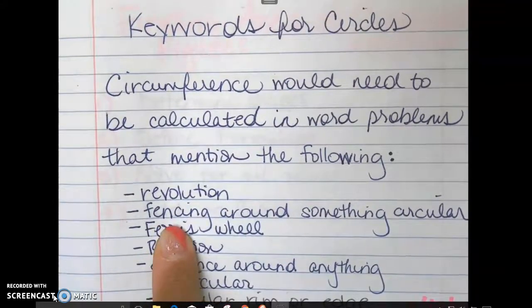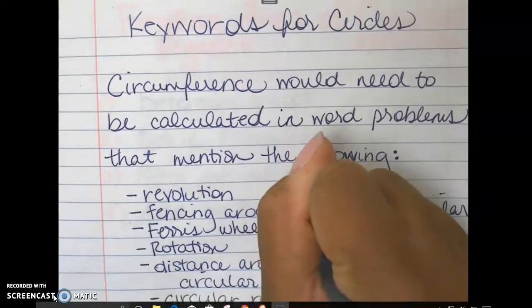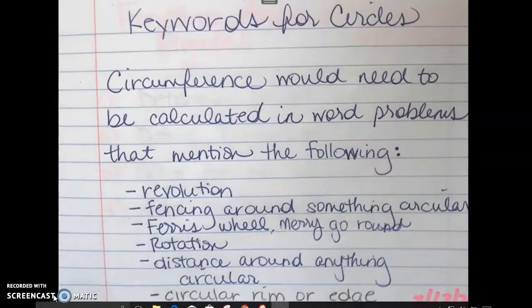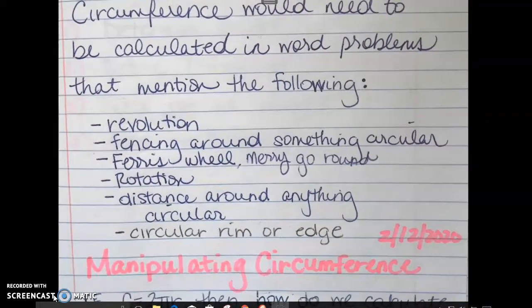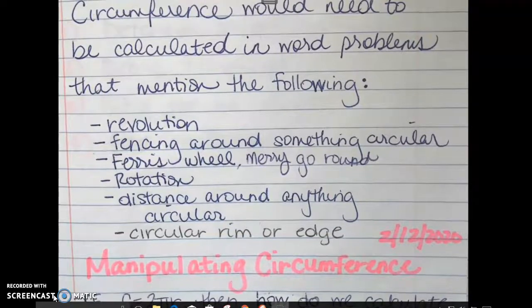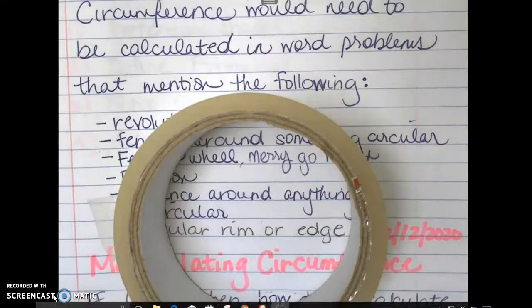Fencing around something circular. Ferris wheel, that's a circle shape. Also merry-go-round. A rotation, that means going in a full circle. Distance around anything circular or a circular rim or edge or fencing. This is circular. It has a round edge.